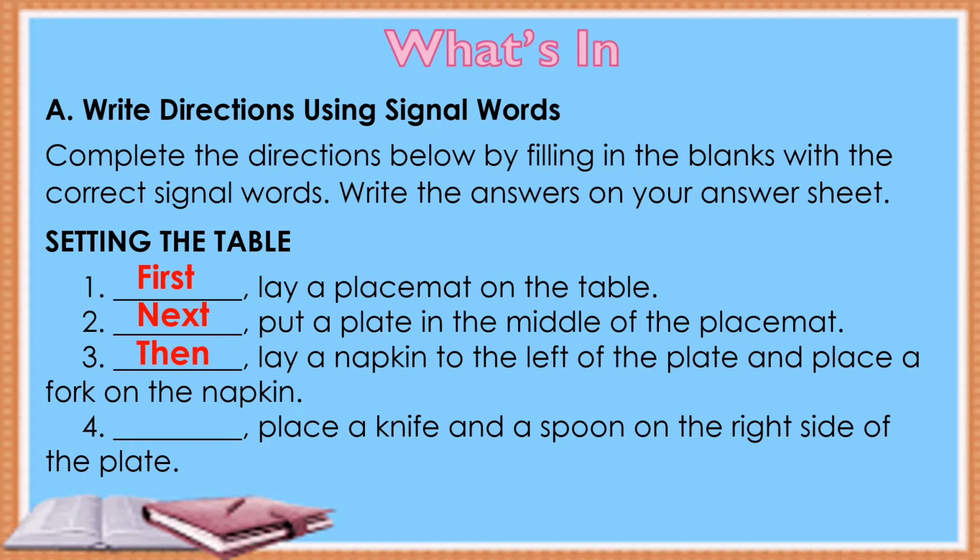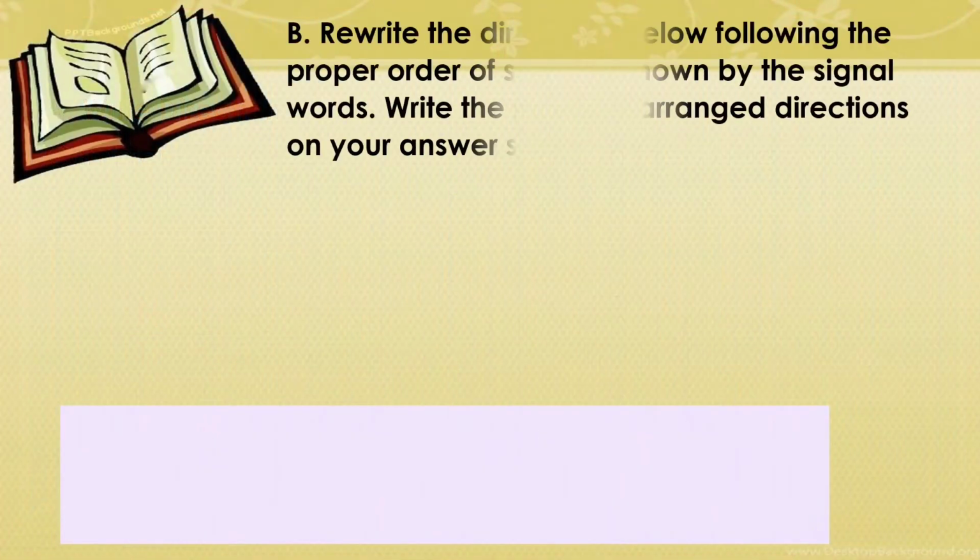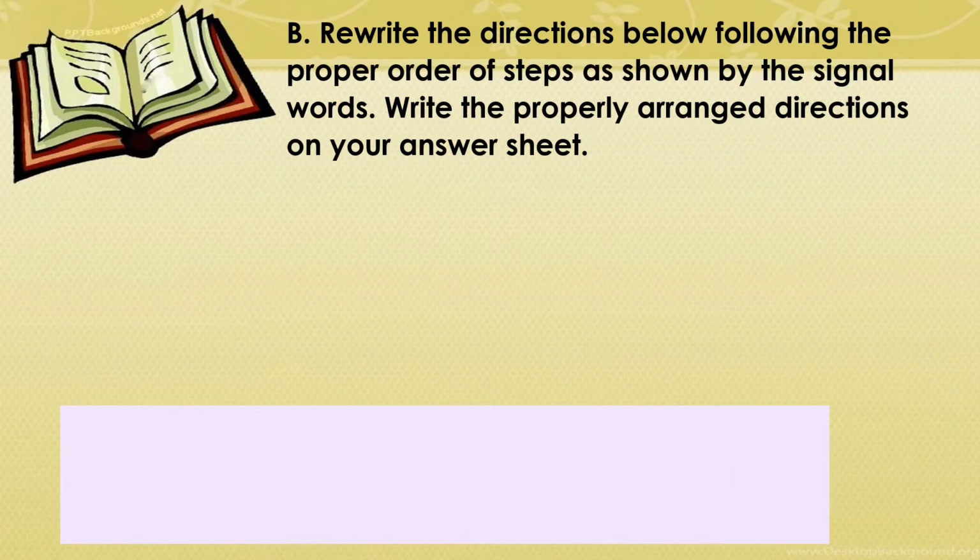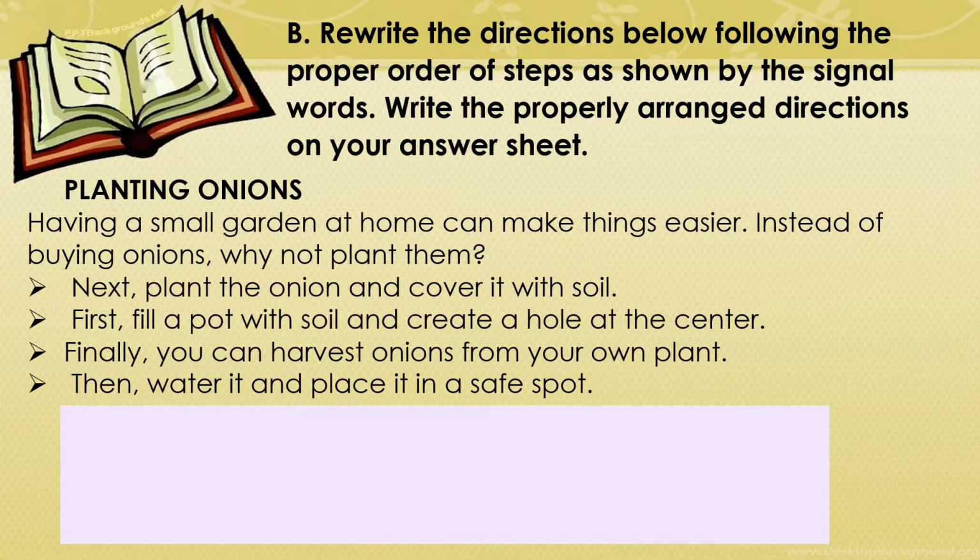Number 4, blank, place a knife and a spoon on the right side of the plate. What is the last answer? Correct, it's finally. Let's answer letter B. Rewrite the directions below following the proper order of steps as shown by the signal words. Write the properly arranged directions on your answer sheet. So we're going to write the properly arranged directions.